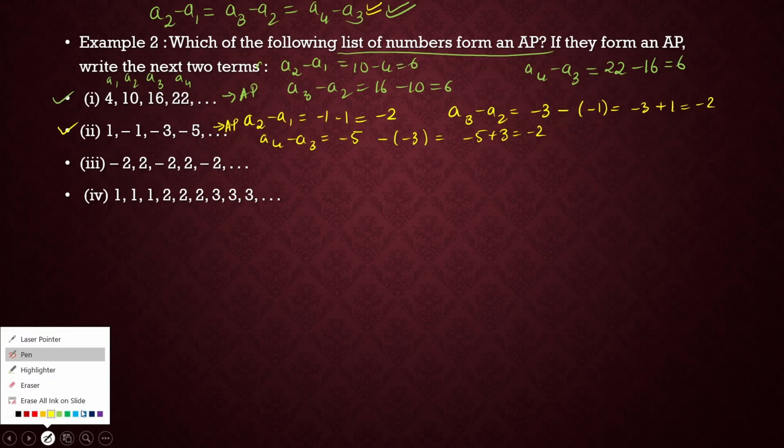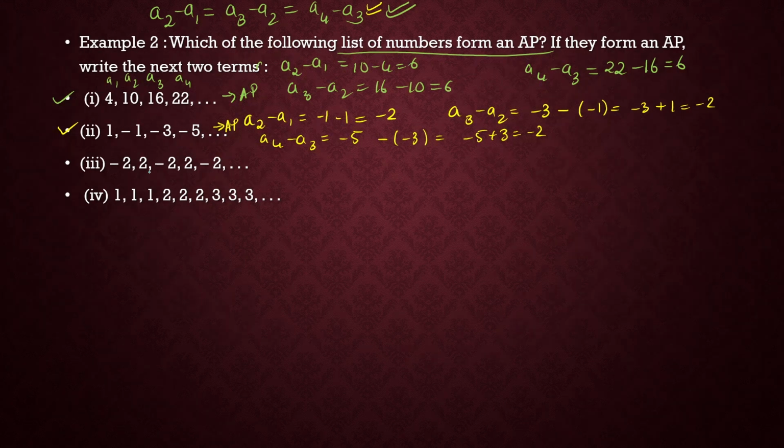Now let's move on to the third question. Minus 2, 2, minus 2, 2, minus 2. So what is A2 minus A1 here? 2 minus of minus 2, that is equal to 2 plus 2, 4. A3 minus A2, that is equal to minus 2 minus 2, so that is equal to minus 4. So here A2 minus A1 is not equal to A3 minus A2. So this condition is not satisfied in the third case. So this is not an AP.